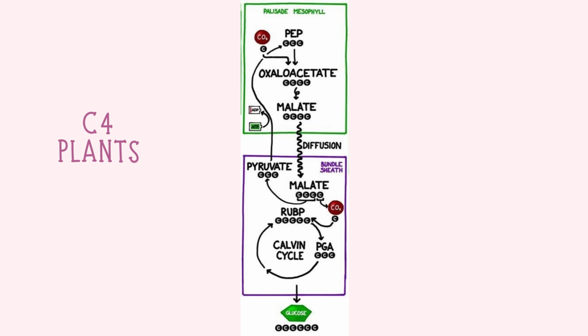The 4-carbon compound is transported to bundle sheath cells, where it releases CO2 that is then fixed by Rubisco in the Calvin cycle. This ensures that Rubisco works in an environment with higher CO2 concentration and avoids photorespiration.